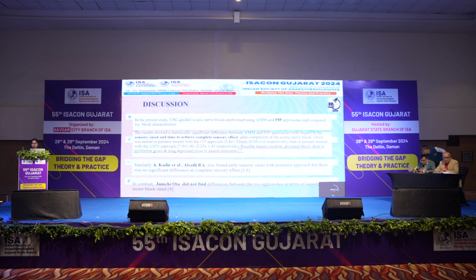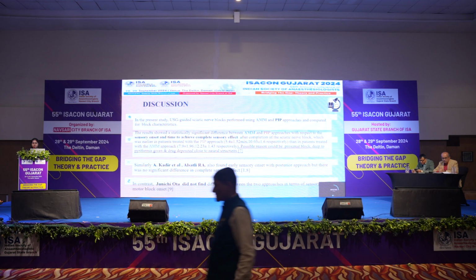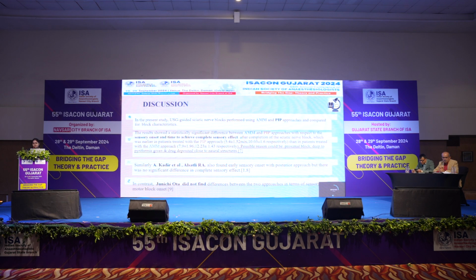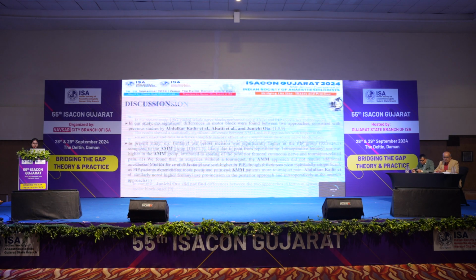In the present study, USG guided sciatic nerve blocks performed using the AMM and the PIP approaches were compared for block characteristics. The results showed a statistically significant difference between the AMM and the PIP approach with respect to the sensory onset and time to achieve the complete sensory effect after the completion of sciatic nerve block, which was earlier in the patients treated with the PIP approach. The possible reason could be that the proximal block is given deep to the piriformis and the drug is deposited close to the neural structures. Similarly, A. Kadir also found the same results, whereas Junichi Ota et al. didn't find any difference between the two approaches. No significant difference in the motor block was found.